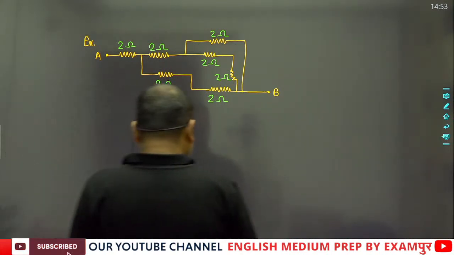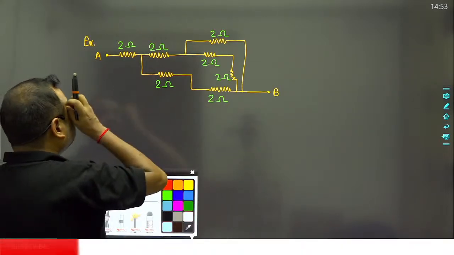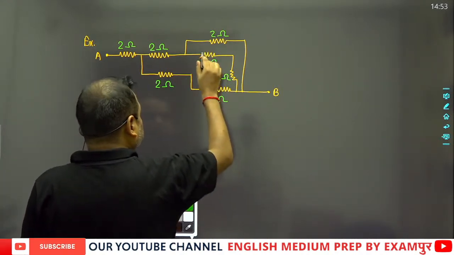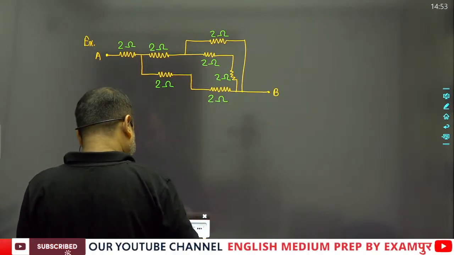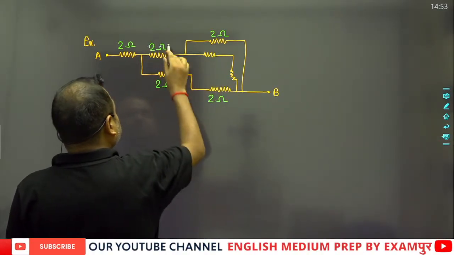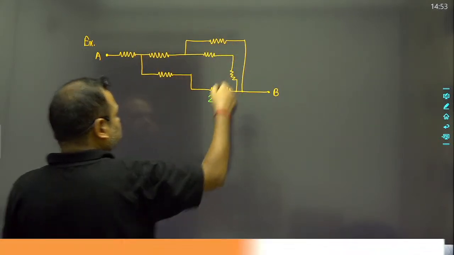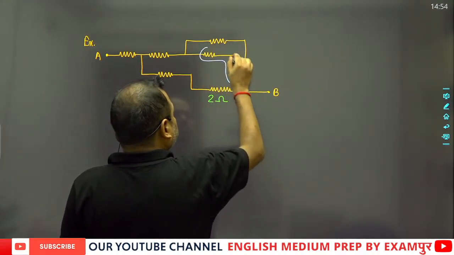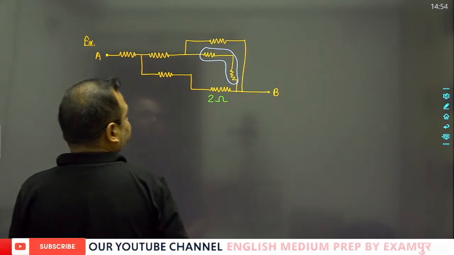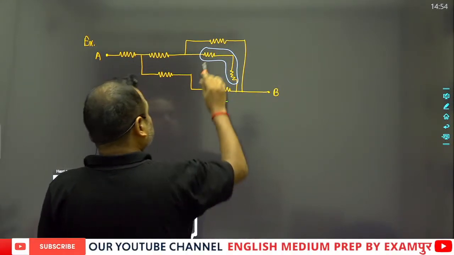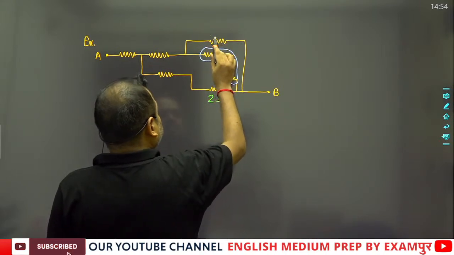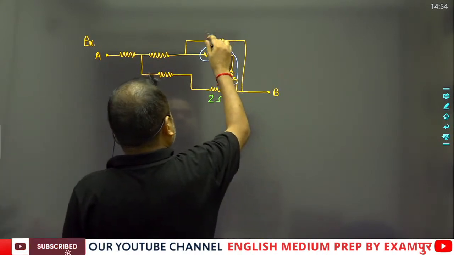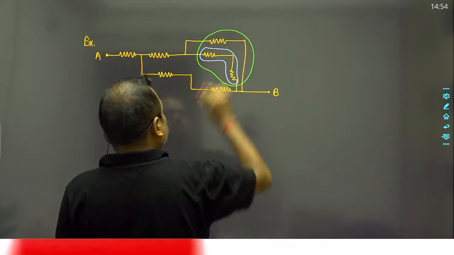Guys, here you can see these two resistances. Let me remove these things. All these resistors are of 2 ohms. Suppose that these two will be in series, and these two will also be in series. Now this resistance and the whole resistance, these two will be in parallel.